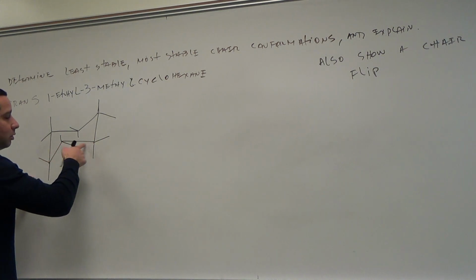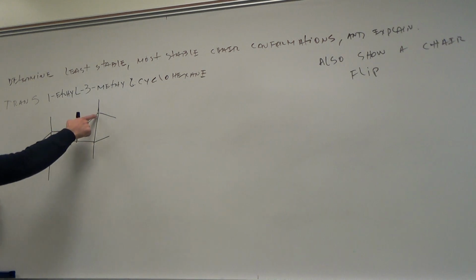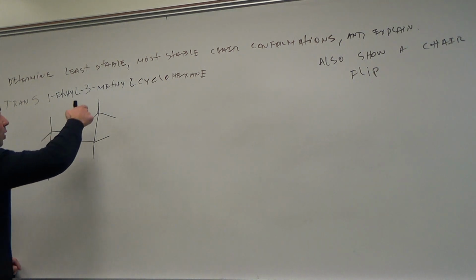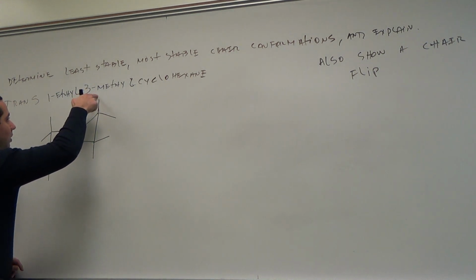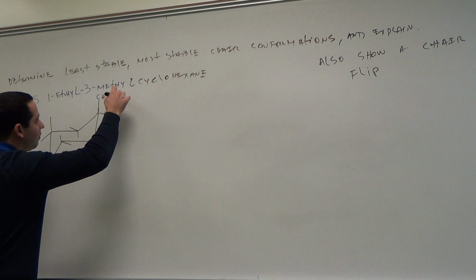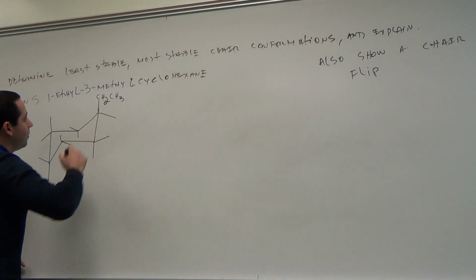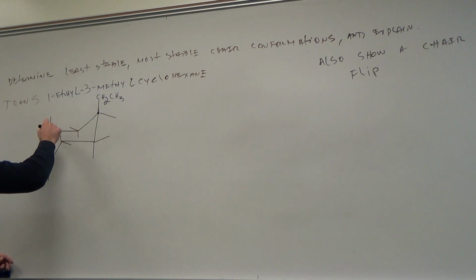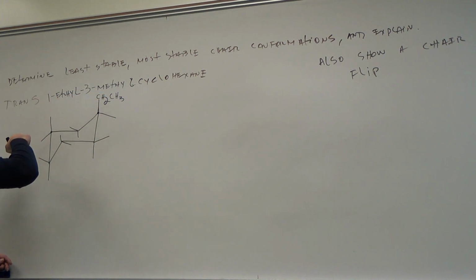That's easier. Wait, can you go the other way? You wanna start here and go here? Yeah, we can do whatever you want. What do I put here? Ethyl. You want it axial? Yeah. Doesn't matter if you want it axial or equatorial. And this is 1, 2, 3.